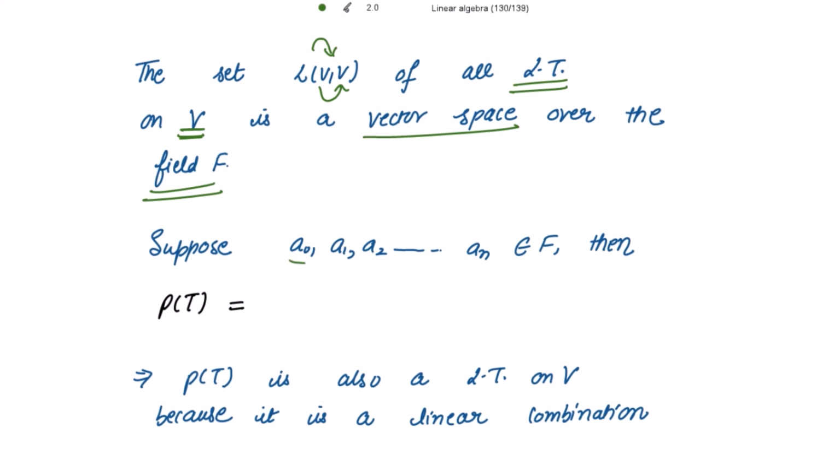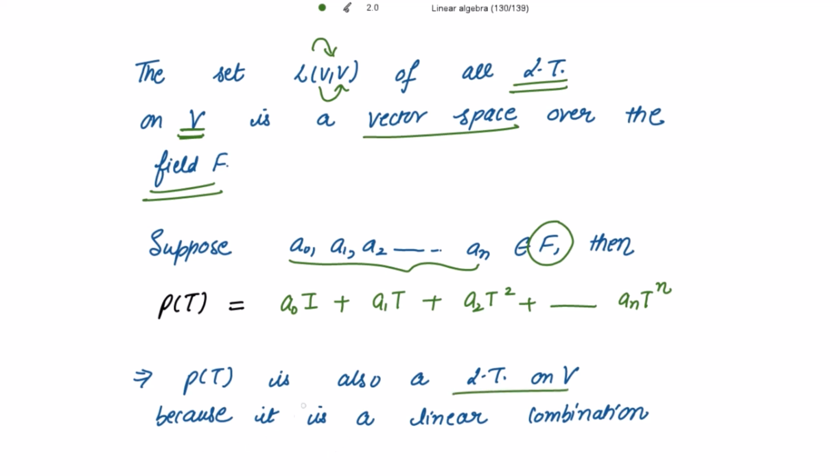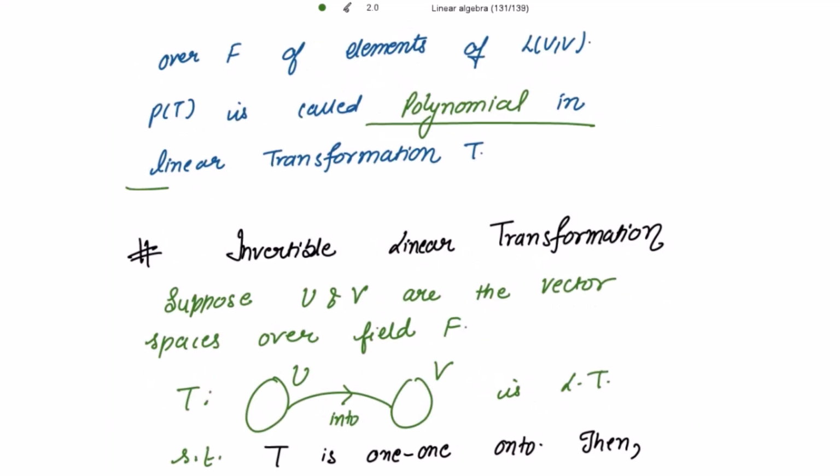Now suppose I take all these scalars from the field F, then P(T) will be equal to the polynomial a0 times the identity plus a1 times T plus a2 times T square, up to an times T to the power n. This is also a linear transformation on V because it is a linear combination over F of elements of L(V, V). Right? So P(T) is called a polynomial in the linear transformation T.